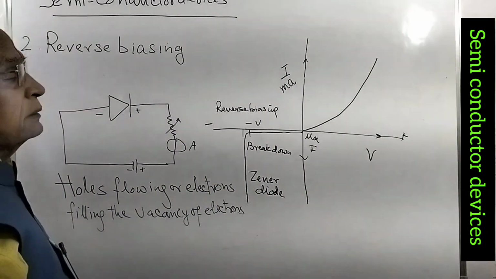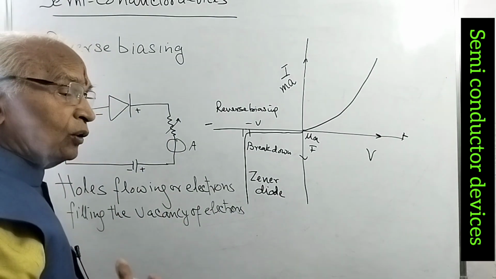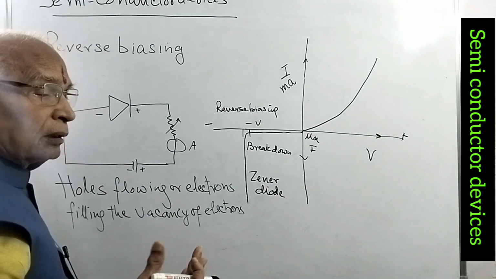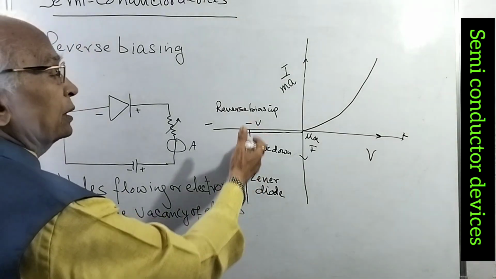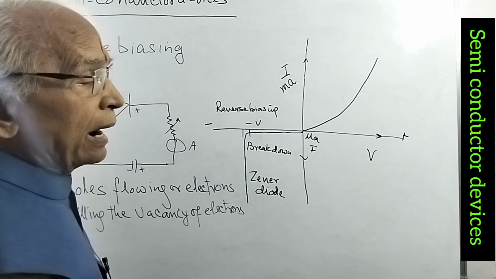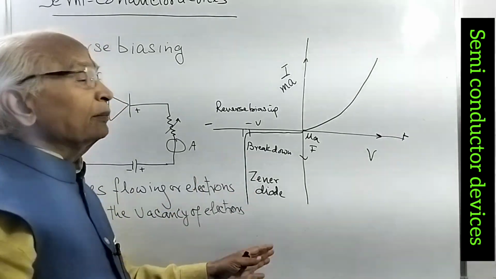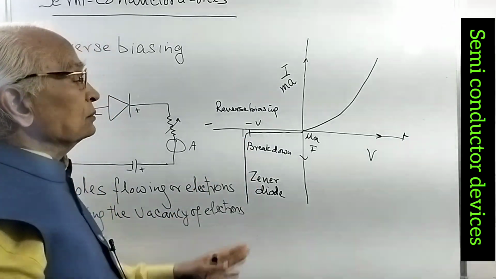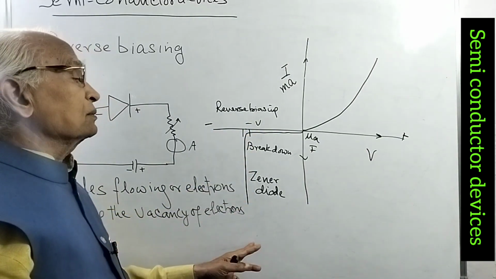Breakdown means suddenly a large number of electrons become free. Covalent bonds are broken because the potential becomes very large. So a large number of bonds are broken, meaning a large number of electrons are free, and suddenly the current becomes very large. This current is due to the flow of electrons.